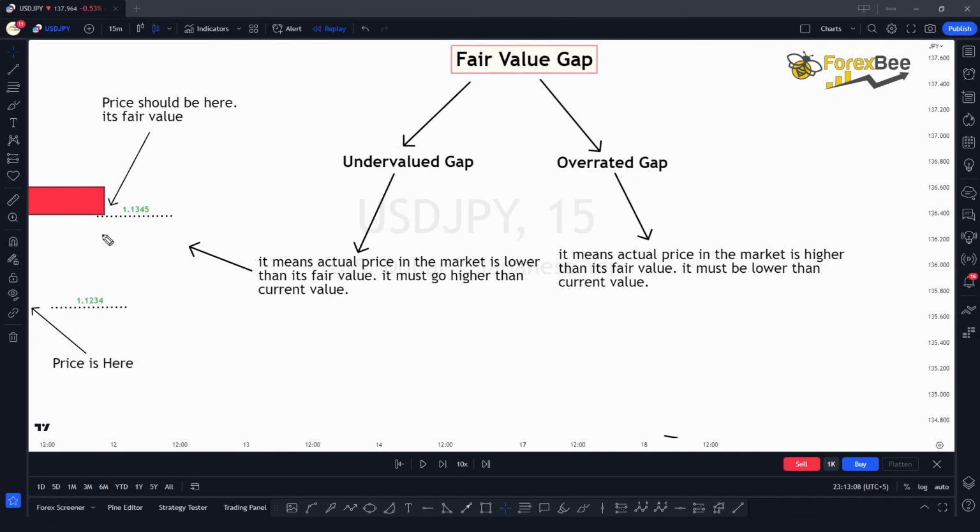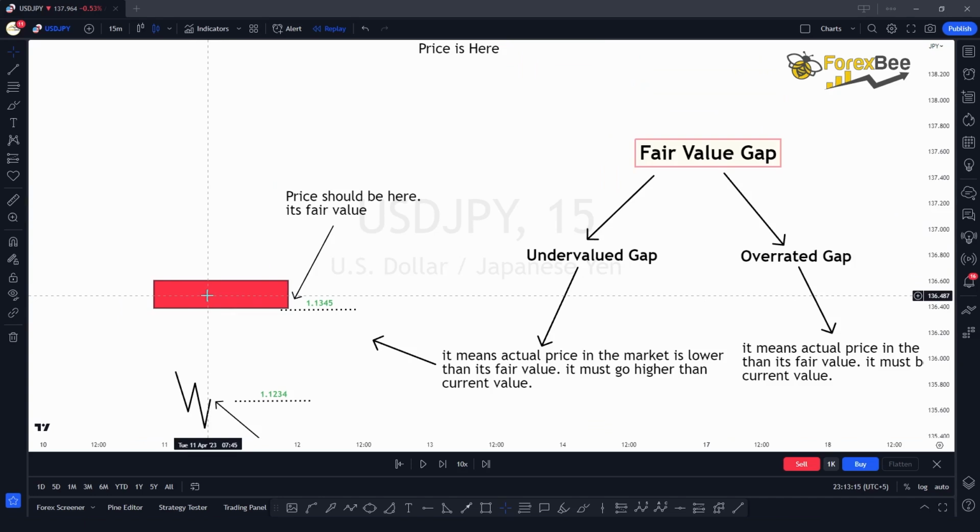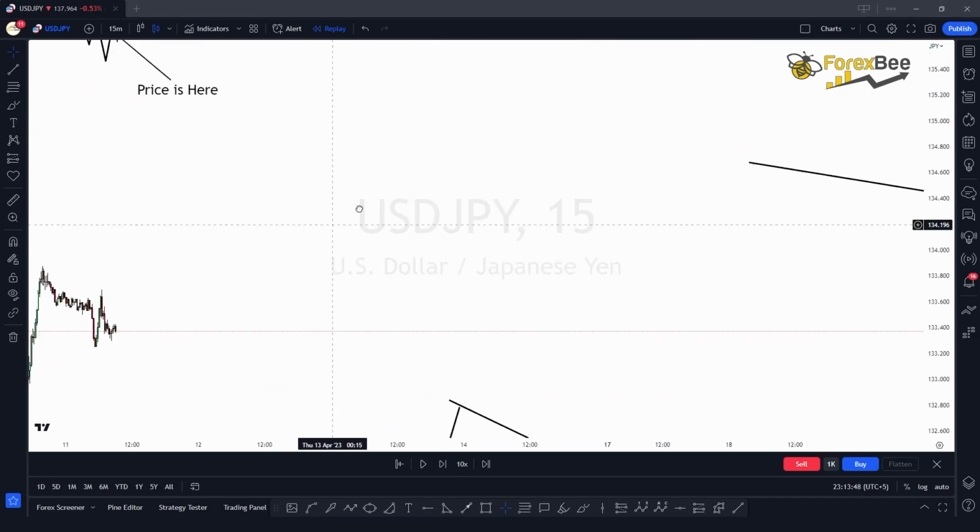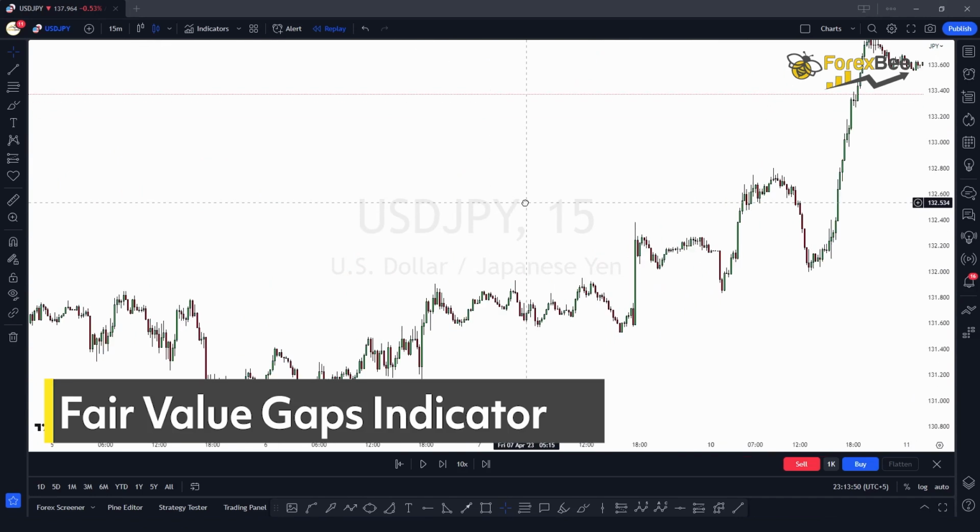So for example, if we take this example again, let's say there is an imbalance zone created at this price level here, and the market is trading somewhere around here, or the current price of the asset is somewhere around here, then from here the market must go down to fulfill this imbalance zone. This is the overrated fair value gap, because the current price in the market is above its fair value, which exists somewhere around here. This will be more clear when we apply the indicator and see it. So this is the basic theory behind the fair value gaps. Okay, now let's talk about the fair value gaps indicator and how you can use it in your trading.